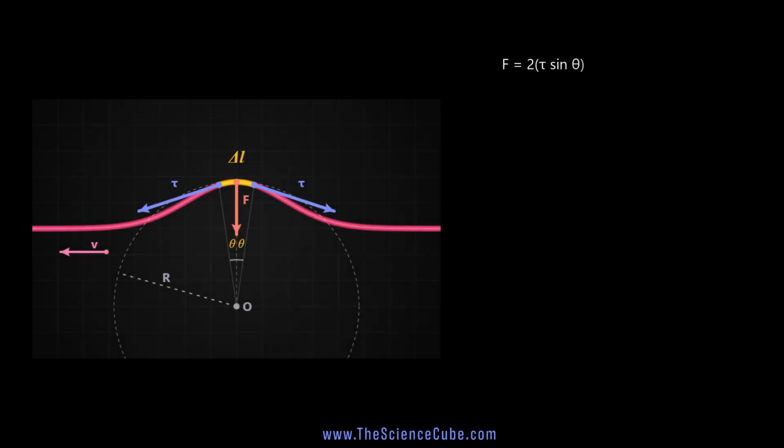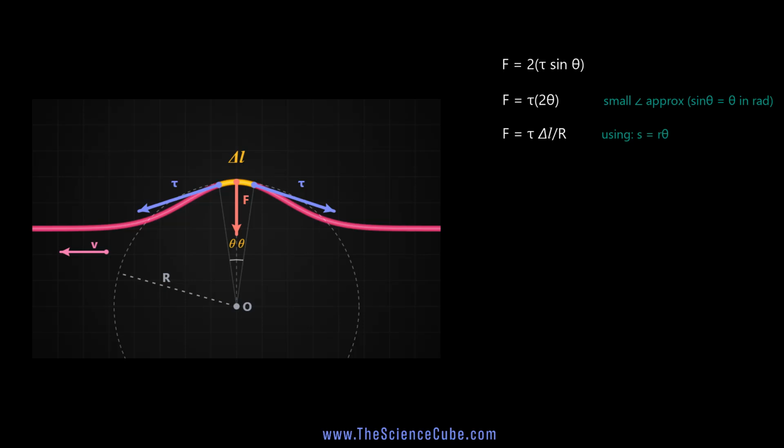And if we take the small angle approximation, that simply says that for small angles, sine theta is equal to theta in radians, what we get is F is equal to T times 2 theta. And since the length of this arc is nothing but a product of radius and the angle in radians, we get F is equal to T delta L upon R.